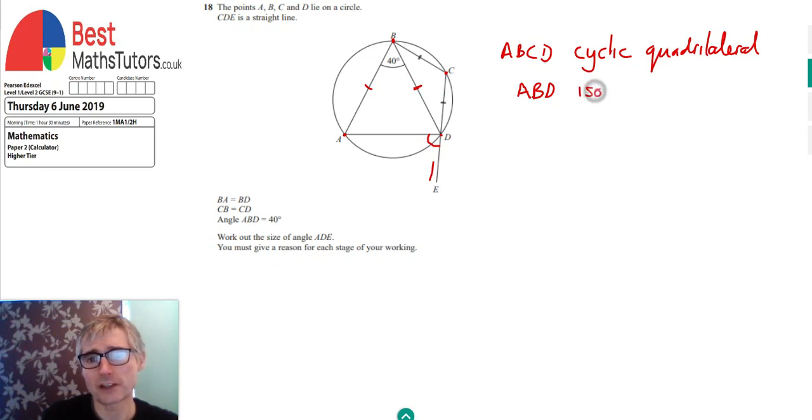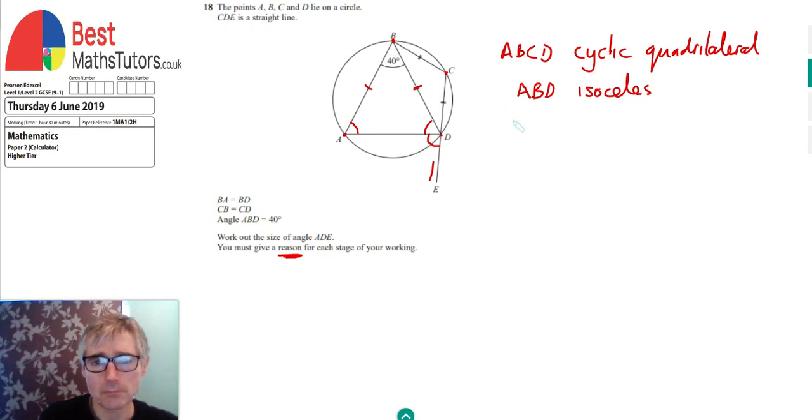So that's isosceles, and because of that, one of the properties is that the two base angles are the same, which would mean that this angle and this angle are the same. Because we know that angles in a triangle add up to 180, we can take away this 40 degrees from 180, divide by 2, and that will give me the angle at A and the one at D. I need to give a reason for every stage of my working as well, so I can't just write down the answers.